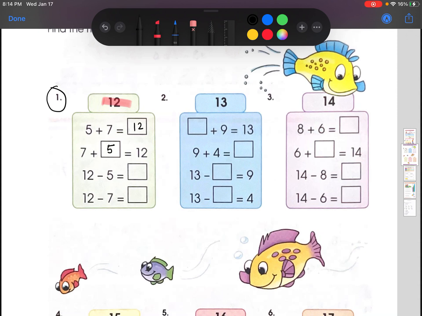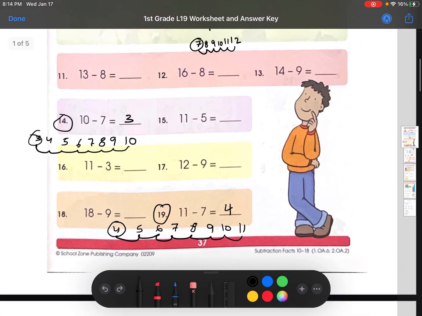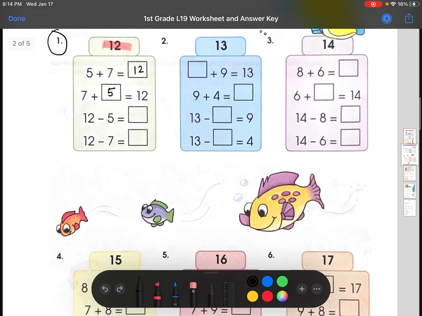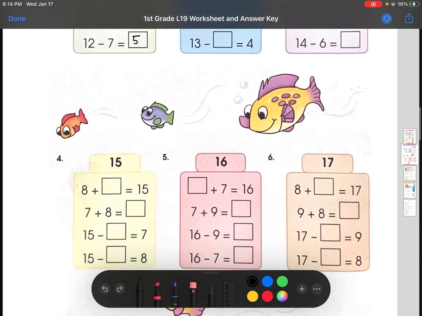Alright, moving on. 12 minus 5 is, you guys can use the number line method we learned up here. Or you can just, if 7 plus 5 is 12, then 12 minus 5 is 7. And if 12 minus 5 is 7, then 12 minus 7 is 5. So in this case, it's just the numbers 5, 7, 12 being used again and again. So you can figure it out like that.